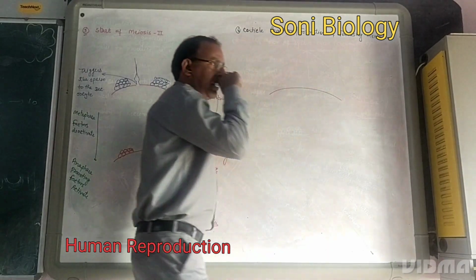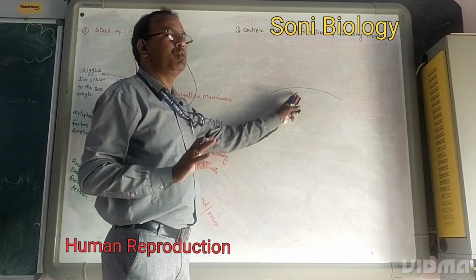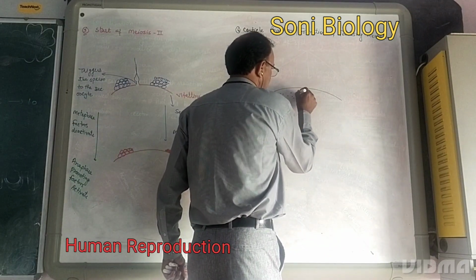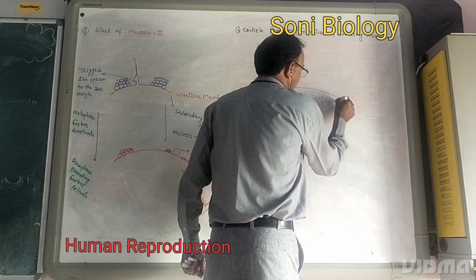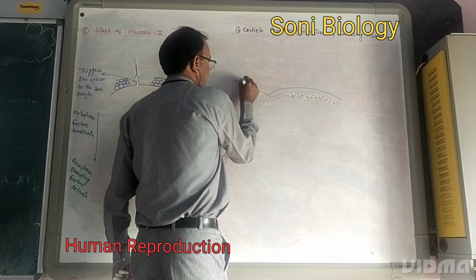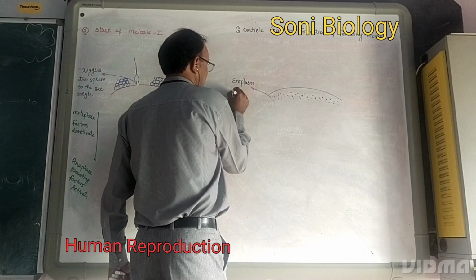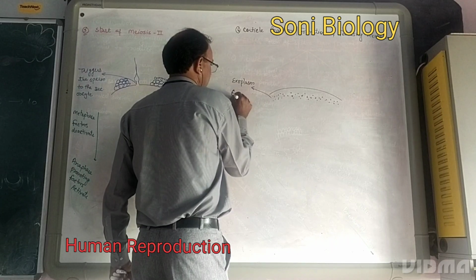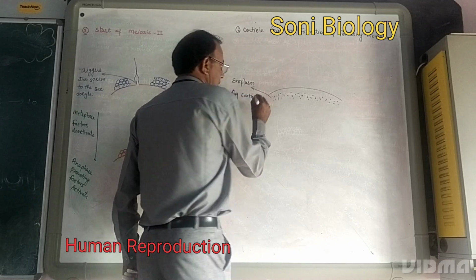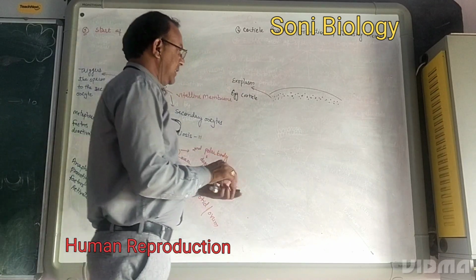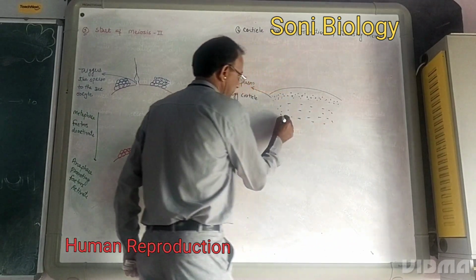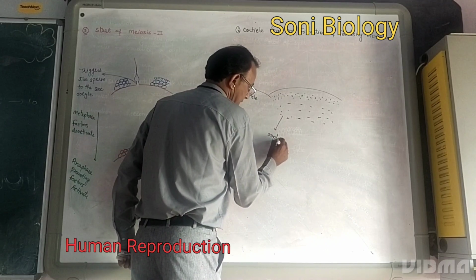This is the vitelline membrane. Just inside the vitelline membrane there are two zones. The zone near the vitelline membrane is called the egg cortex, or exoplasm. And the other zone, present on the inner side, is called the ooplasm.